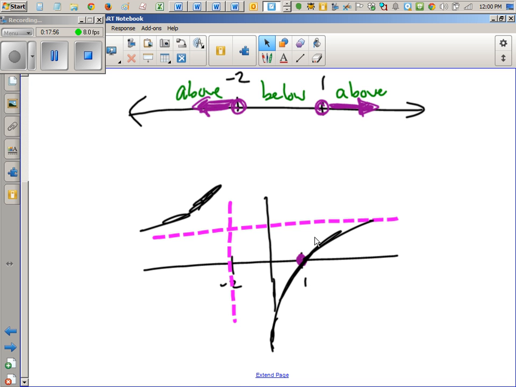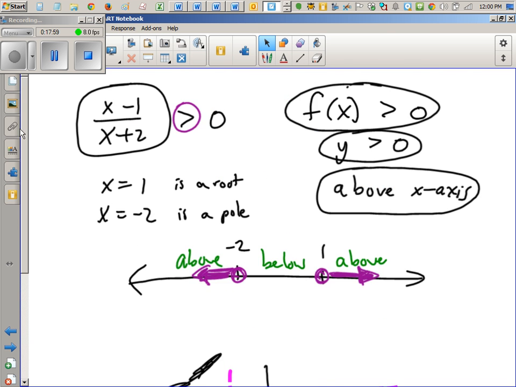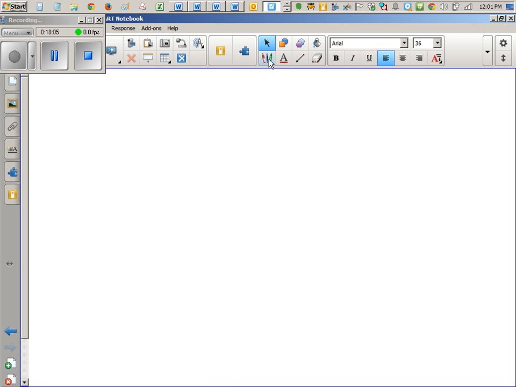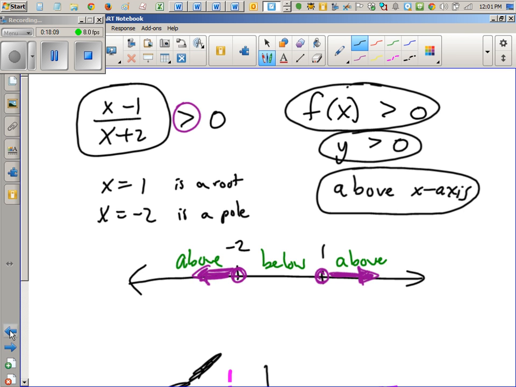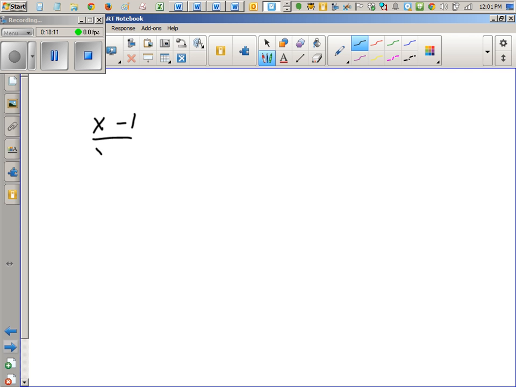Okay, what happens if instead of having a 0 on the right at the beginning of the problem, it was like a 5? That's the only thing left that I haven't explained. So this is the last example. Let's do the exact same problem, only this time it's x minus 1 over x plus 2, and it's going to be greater than 5. So is this harder? It is actually quite a bit harder.